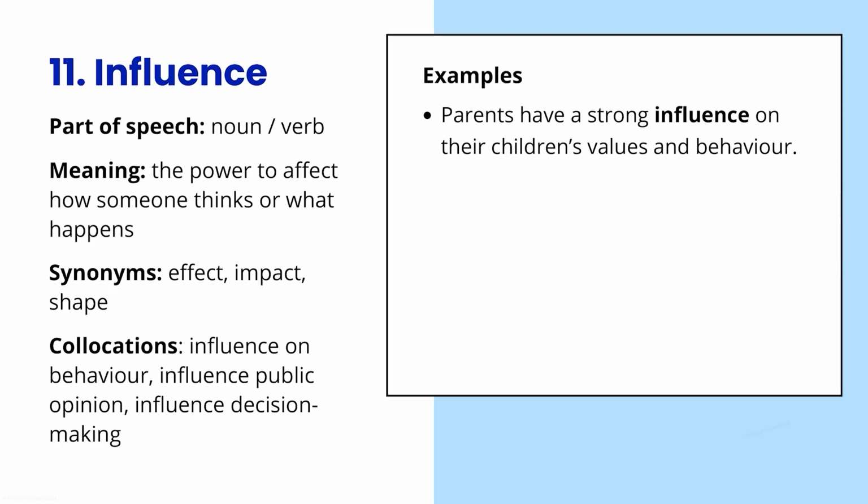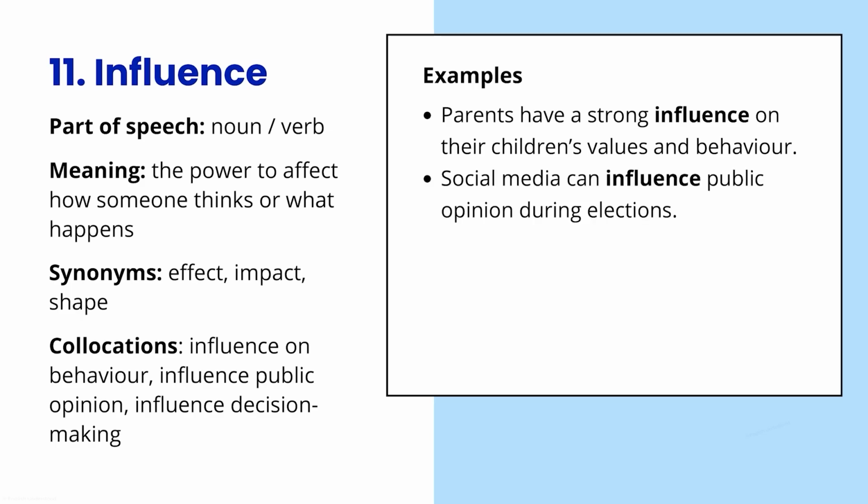Well, this is very obvious because parents are the ones that teach their children, so they have the power to affect how their children think. Social media can influence public opinion during elections. When you're using influence as a noun, make sure to use influence with on. For example, influence on young people, but you don't need to use on when you're using influence as a verb. So for example, social media can influence behavior. So for that sentence, we don't need on because influence is a verb.